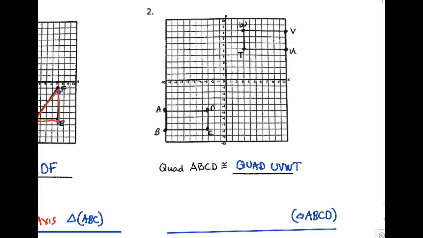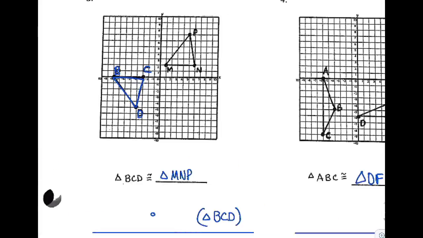Now it's not on your paper, but number 2, we're lining up ABCD with UVWT. This is only a one step, so try to take it from there. Make sure the letters correspond. Okay, number 3.